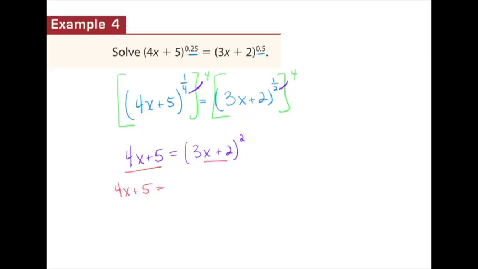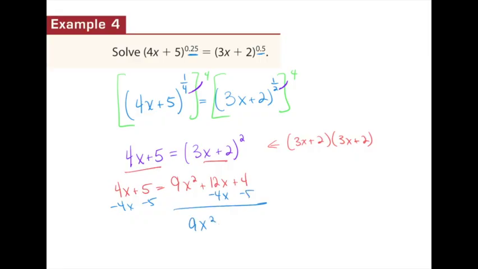This one you FOIL. Remember, that is going to be foiling this out. So I end up with 9x squared plus 12x plus 4. I have a quadratic, which means I need to get it equal to 0, and then I need to factor. So I'm going to first get this equal to 0. I have 9x squared minus 8x plus 1. All right, and that equals 0. And now I want to factor, okay?